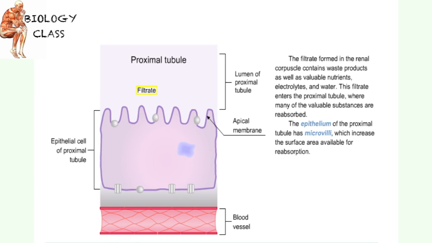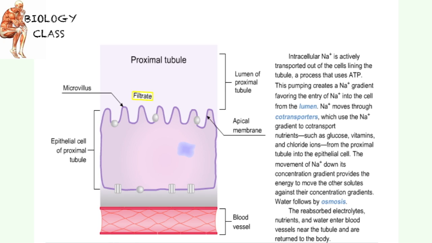The epithelium of the proximal tubule has microvilli, which increase the surface area available for reabsorption. Intracellular sodium is actively transported out of the cells lining the tubule, a process that uses ATP. This pumping creates a sodium ion gradient favoring the entry of sodium ions into the cell from the lumen.